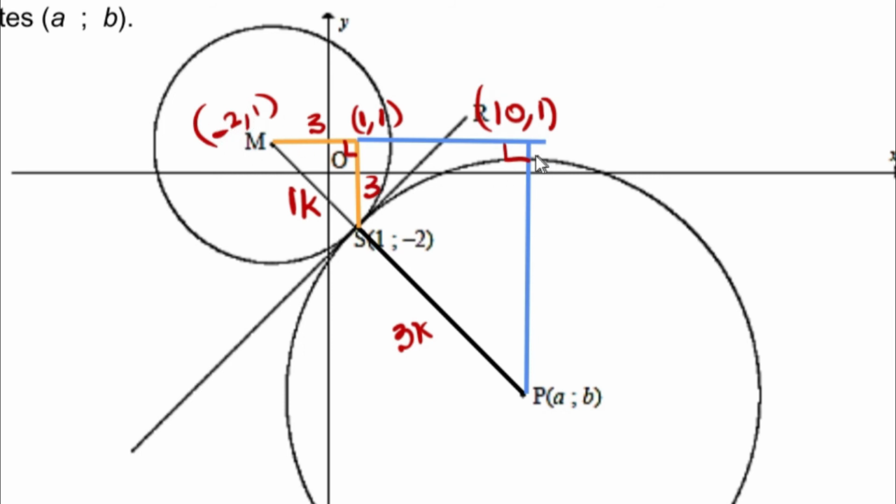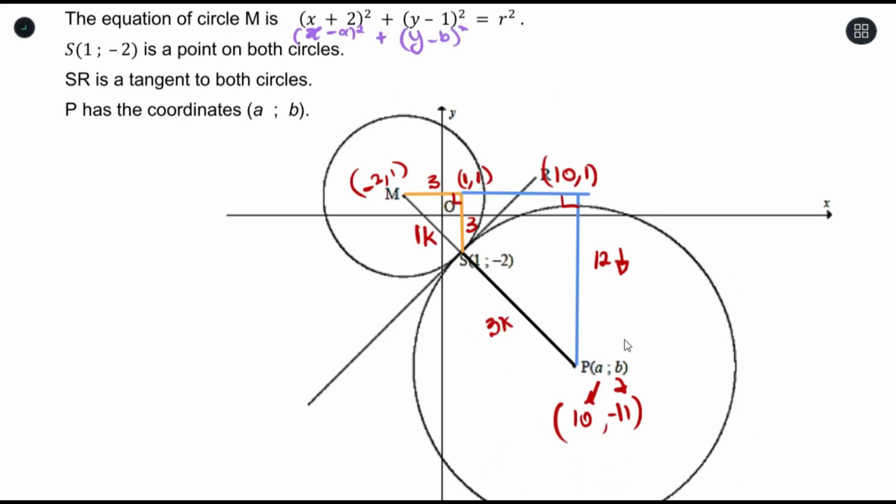Now we'll do the same thing for the y. The ratio here is 3, so the ratio here would also be 12. So you have to have 12 units downwards, right? So this here is (10, 1). If it's moving 12 units downwards, a will still be 10, and b will be −11. And that will be your answer. And that's exactly how they needed you to answer this question.